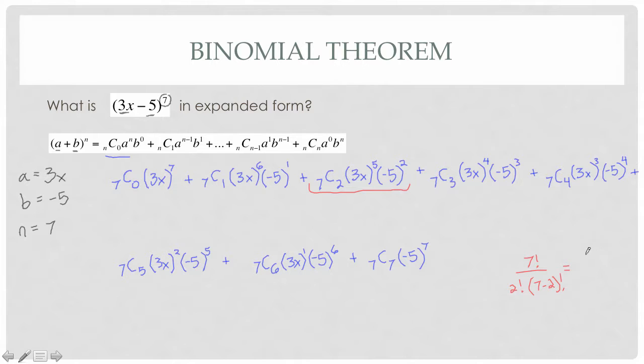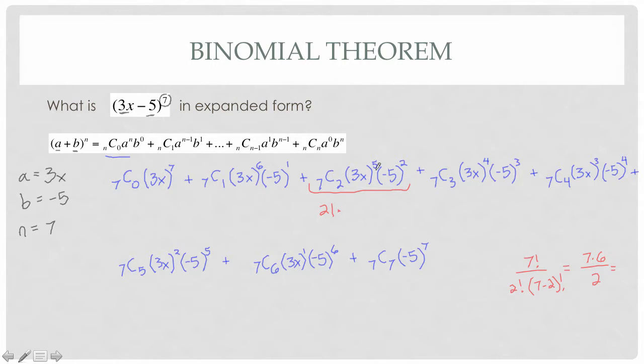So the 7 turns into a 5 factorial. It leaves just 7 times 6 on the top, because the 5 times 4 times 3 times 2 is divided out here at the bottom. But I was still also dividing that by 2 there. So 7 times 6 is 42, but 42 divided by 2 makes 21. So we have a coefficient of 21 right there.